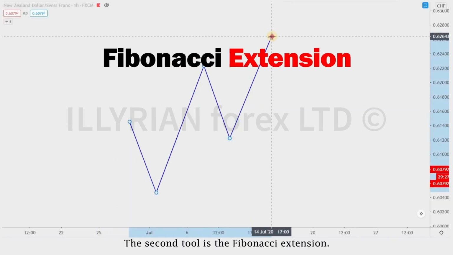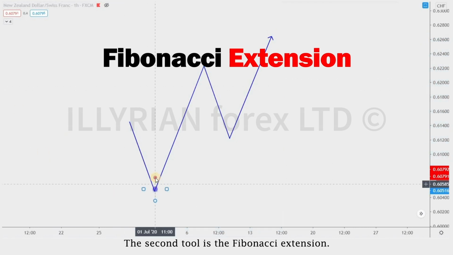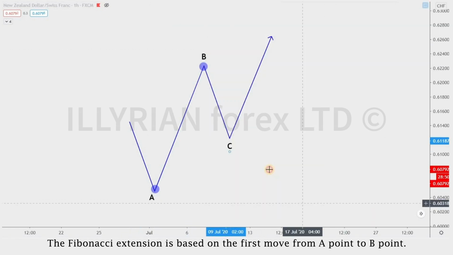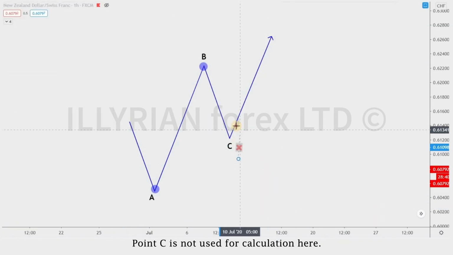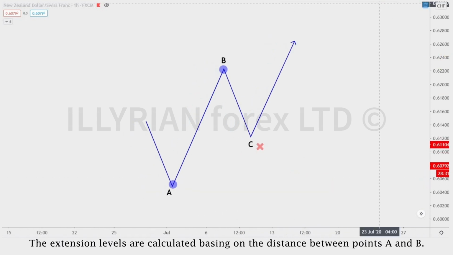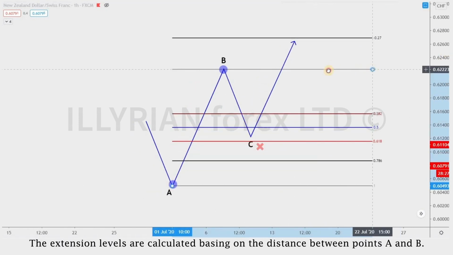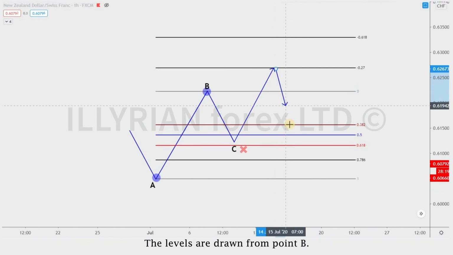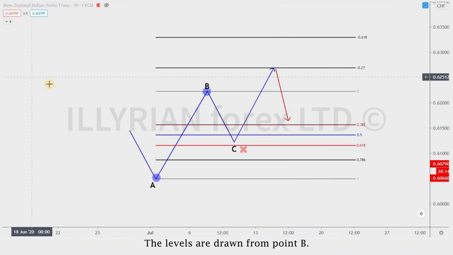The second tool is the Fibonacci Extension. The Fibonacci Extension is based on the first move, from A point to B point. Point C is not used for calculation here. The extension levels are calculated basing on the distance between points A and B. The levels are drawn from point B.